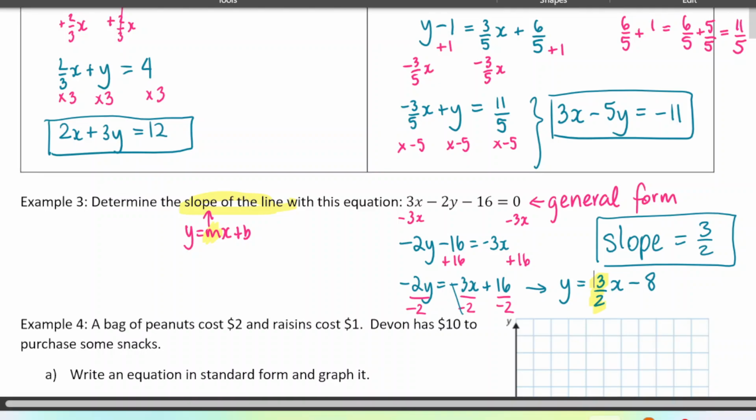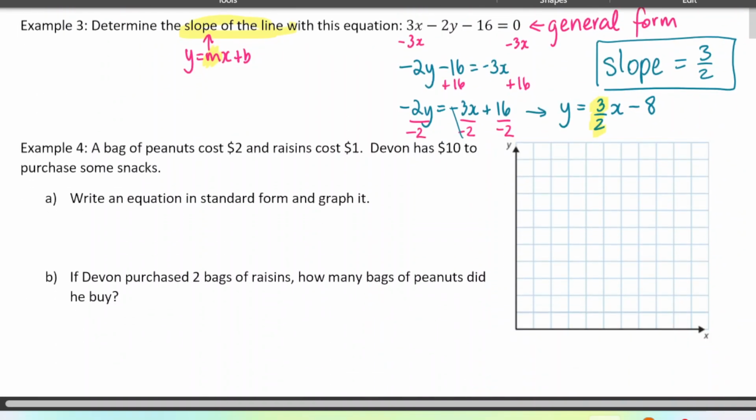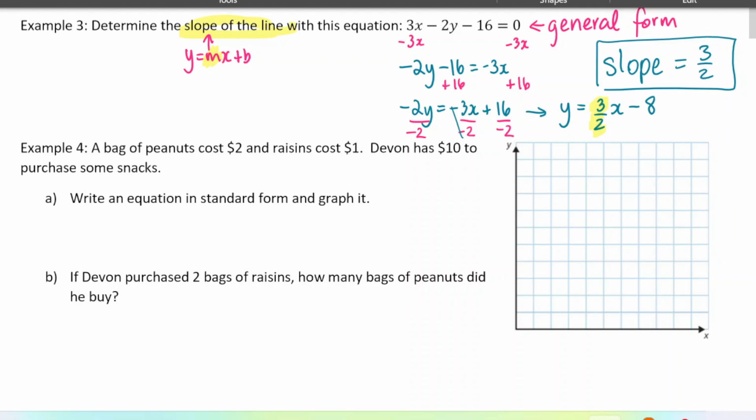Okay, let's see how a word problem looks when you want to write standard form. So it's usually set up in the same way. I call these counting problems or total problems, when things total up to something. So let's have a look. A bag of peanuts costs $2 and raisins cost $1, and Devin has a total of $10 to spend on some snacks. So here we have a total problem. We have a total amount of something that we're adding to. When it's in this kind of format, we want to use standard form.